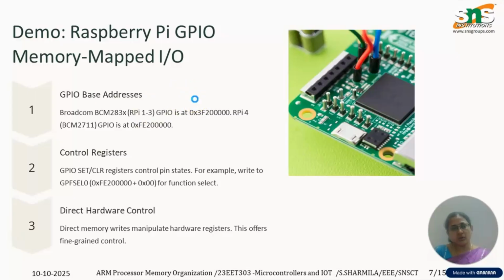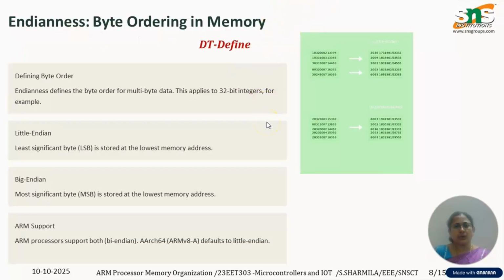Now let's look at endianness, the byte ordering in memory. Endianness defines the byte order for multi-byte data in memory. In little endian, the least significant byte is stored first. In big endian, the most significant byte is stored first. ARM processors are bi-endian, which means they support both little endian and big endian modes, but by default they use little endian.